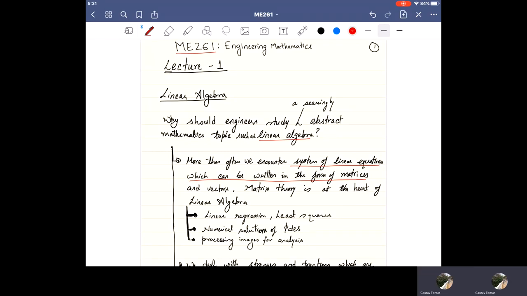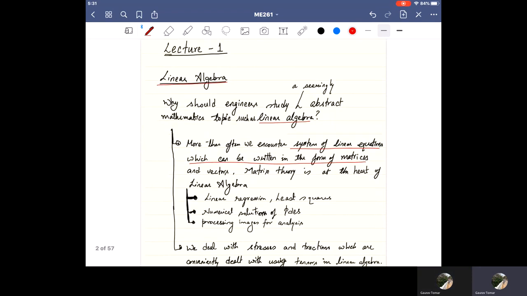So this course on engineering maths, calling it 261 in the department, we'll start with linear algebra as the first topic. To motivate this, first let's see why we engineers should be learning something seemingly abstract, such as linear algebra.